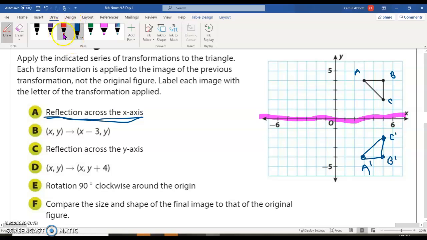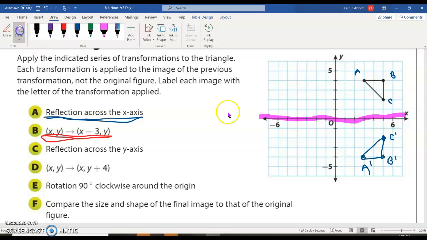So let's see, let's go with red. So now I'm going to do this step in red. So when you see parentheses like this and you see x minus 3, these are translations. X minus 3 just means on the x-axis, we are going to subtract 3. So on the x-axis, I'm going to erase this. On the x-axis, these are the negative numbers that go to the left. So I'm going to subtract 3. So I'm going to take all these points and subtract 3 on the x. So my shape is going to move to the left.